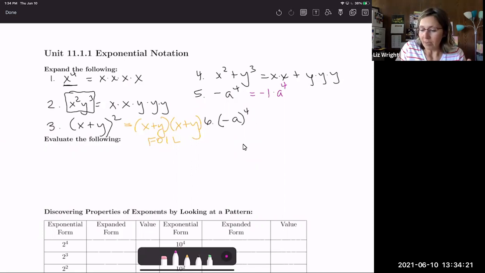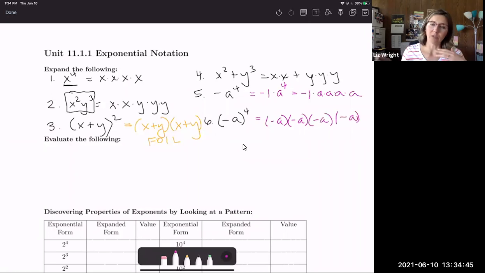So number 5 would actually be written as -1 times a times a times a times a. And then the 6th one, you're taking that entire quantity and taking it to the 4th power. So we are going to say -a times -a times -a times -a. If we were to multiply that all out, this one would end up being positive, whereas the result of number 5 would end up being negative, because you have a single negative on that one. And here, a negative times a negative is a positive, this negative times the negative is a positive, and then a positive times a positive results in a positive.